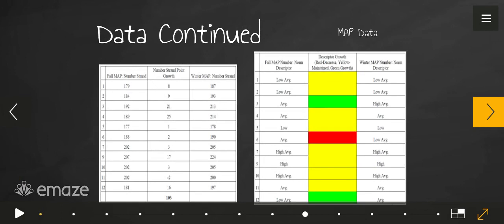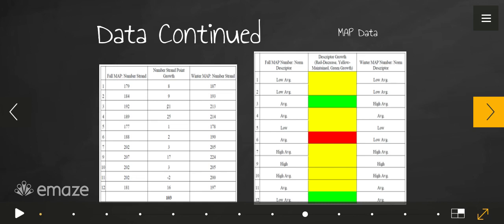Another data piece that I looked at was students' MAP data. Students took the MAP test in the fall and the winter. On the first chart, you'll see the first column is the fall MAP, looking at what they scored on their number strand. Then the middle column is how many points students either grew or did not grow. And then the last is the winter MAP, where they ended our study in the number strand.